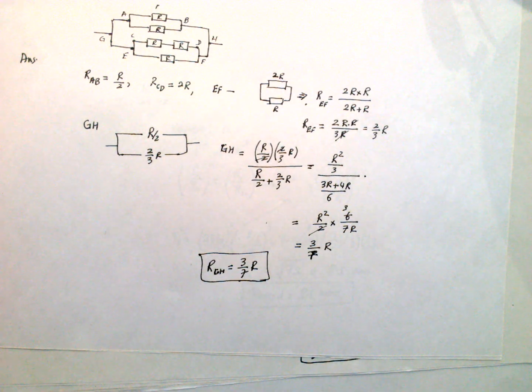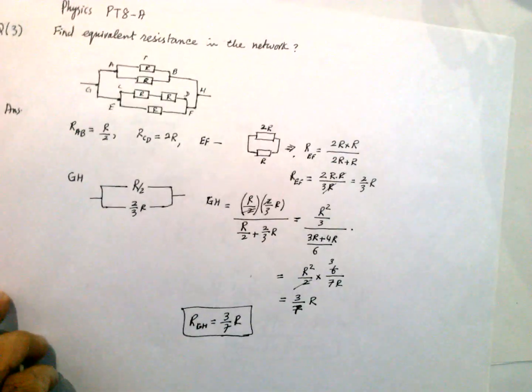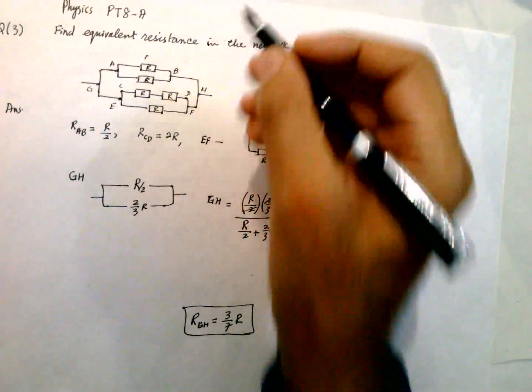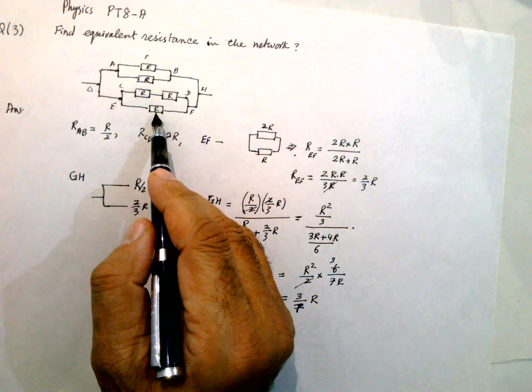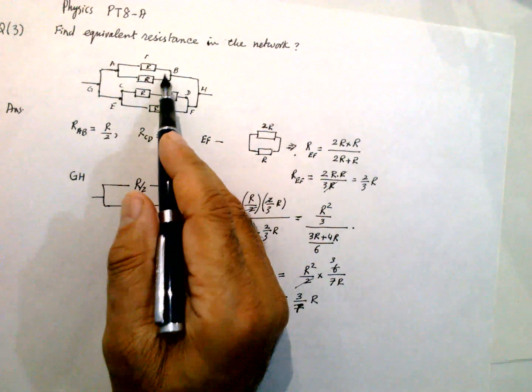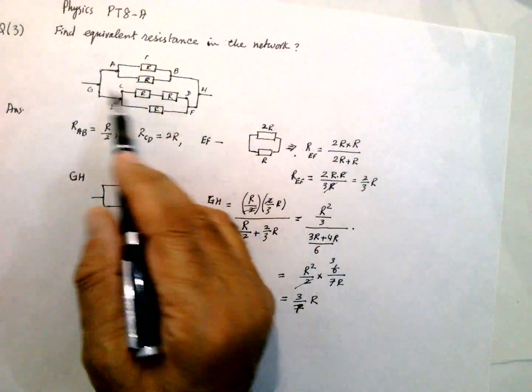Question number 3. Equivalent resistance in a network. So we have to find this one. So first parallel, and then series, and then parallel. So AB, CD, EF, and GH.